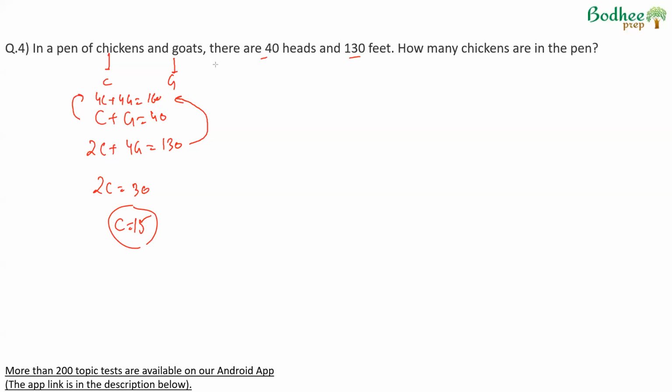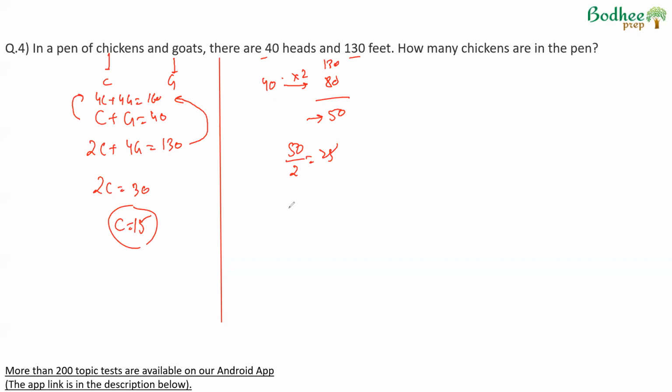The second way could be where I don't write the equation, but calculate it directly. That is to say, each head will have at least 2 feet. So out of 130, 50 feet are left. This will be because of the number of goats, because goats have 2 extra feet, and therefore the number of goats will simply be 50 by 2, which is 25. Subtract that from 40, we get the number of chickens as 15.